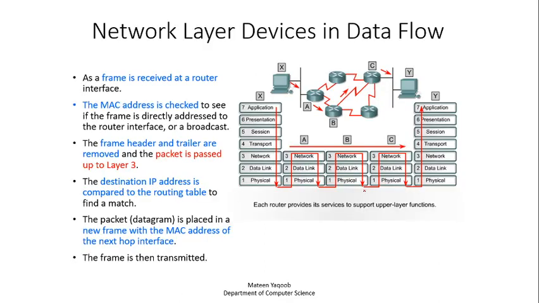So how the data flows in a network layer device. As soon as a router receives a frame, firstly it checks the MAC address to see whether this received frame has been addressed to it, and if it matches the MAC address of the router, then it will pass the packet to layer 3. It will compare the destination IP address against its routing table to find a suitable match, and then the packet will be placed on the next hop. So you can see the frames are being transmitted.